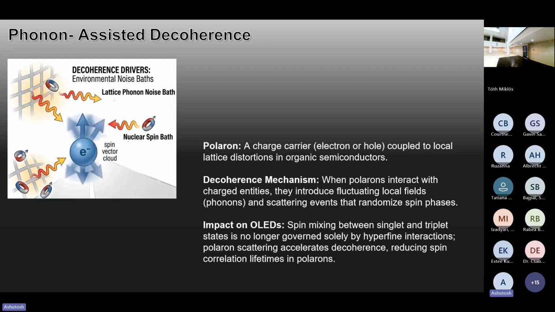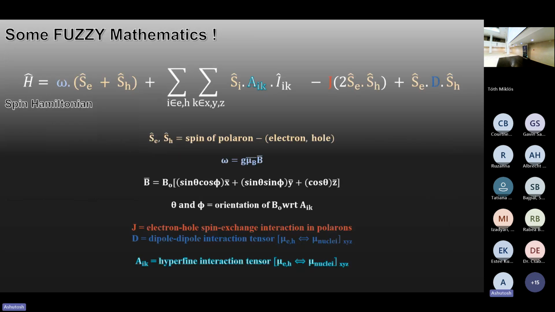And what happens now is that the singlet triplet coherence which exists is no longer governed solely by hyperfine interactions. So the scattering will accelerate decoherence, which will in a sense shorten the lifetime of the polarons which are available to us. Some of the mathematics I would like to skip for now, but we have Zeeman, hyperfine, exchange and dipole interactions taken into consideration, and a spin Hamiltonian will govern the time evolution of the system.